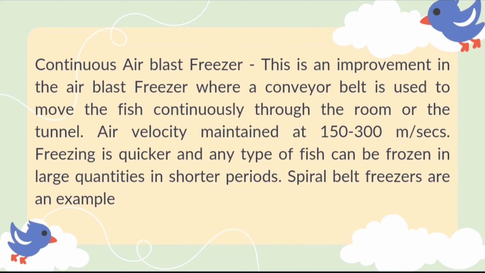Air velocity is maintained at 150 to 300 meters per second. It makes intimate contact with the fish and accomplishes freezing at a fast rate. Freezing is quicker and any type of fish can be frozen in large quantities in shorter periods. Spiral belt freezers are an example.